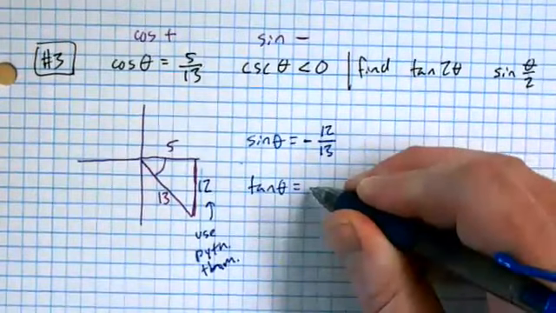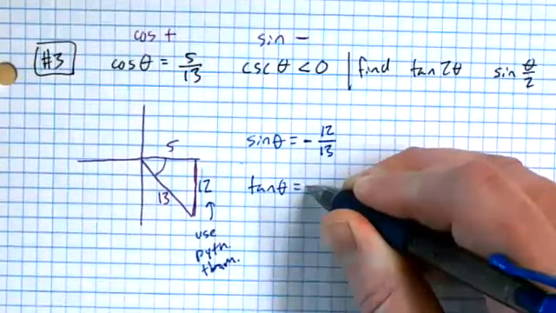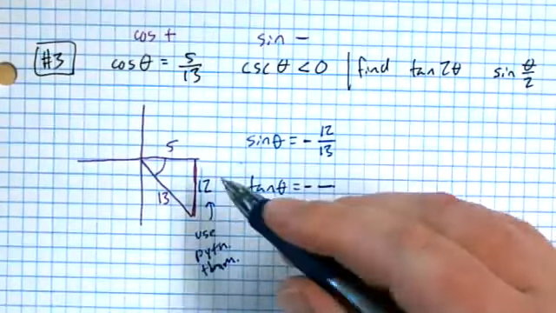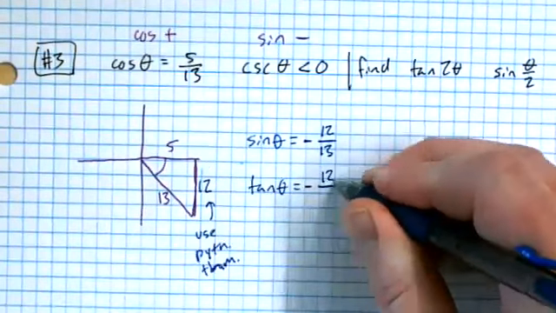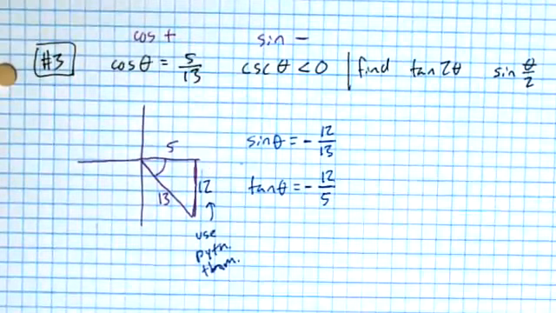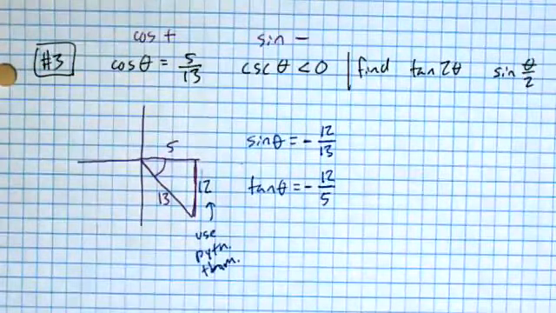I believe tangent's negative in that quadrant, all right. And tangent's opposite over adjacent, so 12/5, negative 12/5. So far, a pretty fun review of chapter 4, right? Yeah, all right. Cool, well, now we're home free.